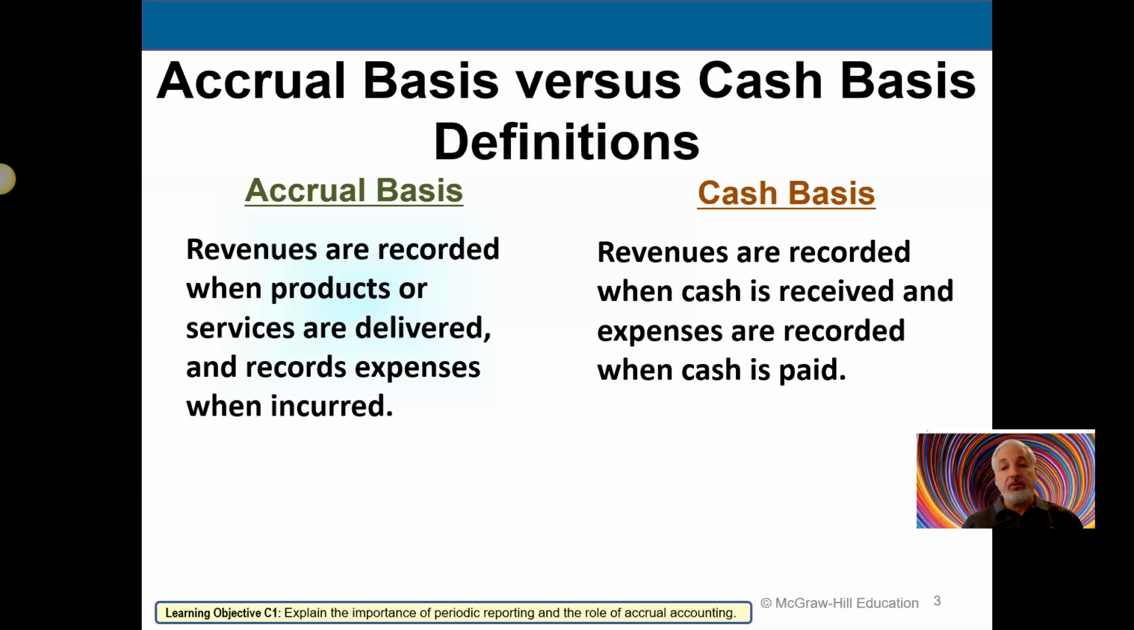But you really want to understand the business. If you want to understand if they're profitable, you need to have that proper matching, and you need to be on the accrual basis. That's why GAAP is accrual accounting.